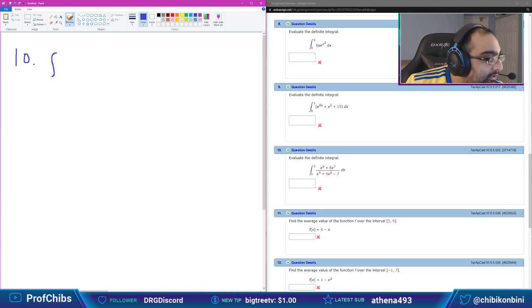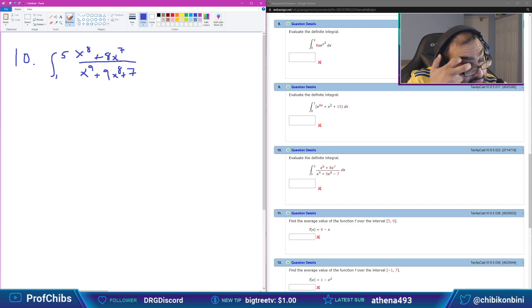All right, so the integral from 1 to 5 of x to the 8th plus 8x to the 7th, divided by x to the 9th plus 9x to the 8th plus 7. Okay, all right, let's do it.